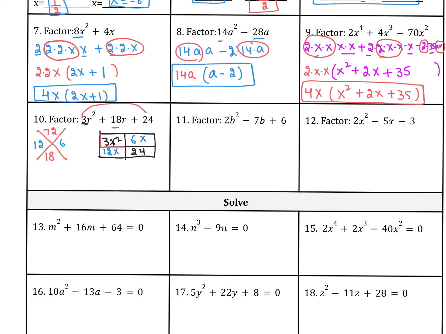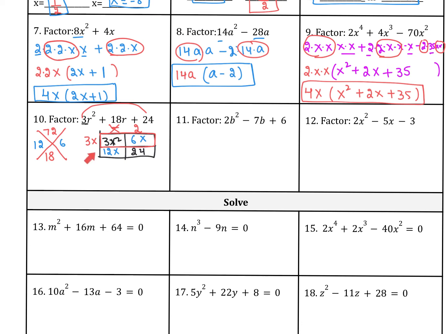GCF of this row that divides 3x and 6x is 3x. So GCF is 3x. So what goes on the top? When you multiply 3x times what gives you 3x squared? It's just x, and here it should be 2.